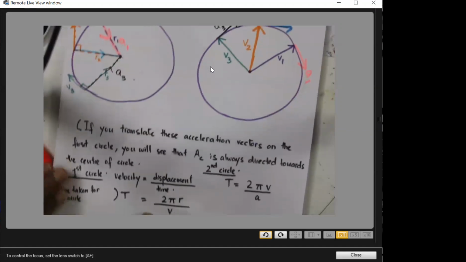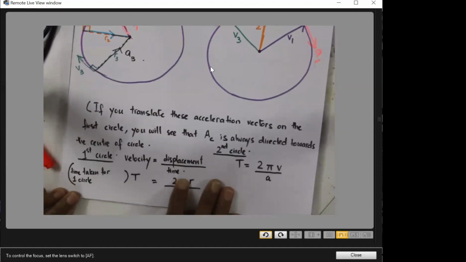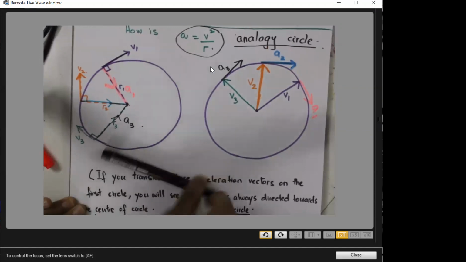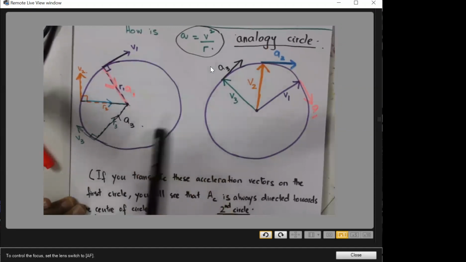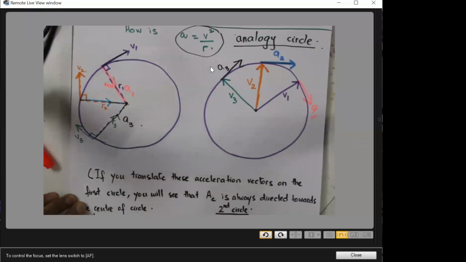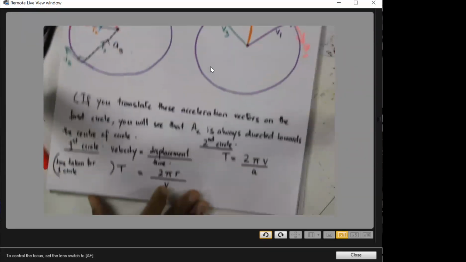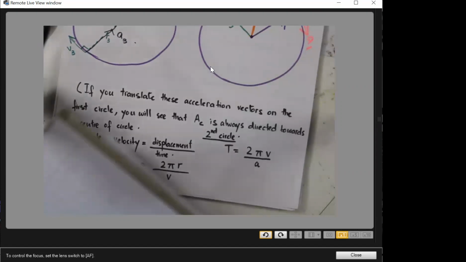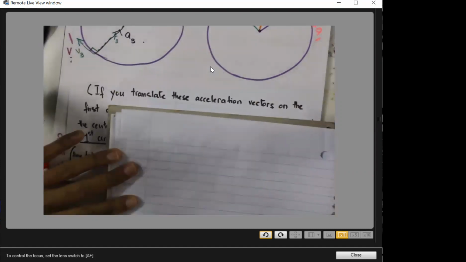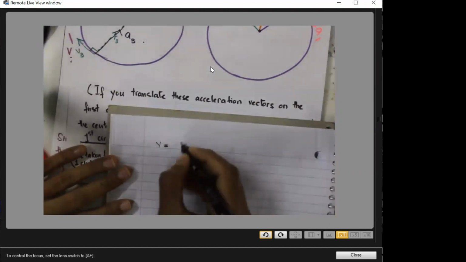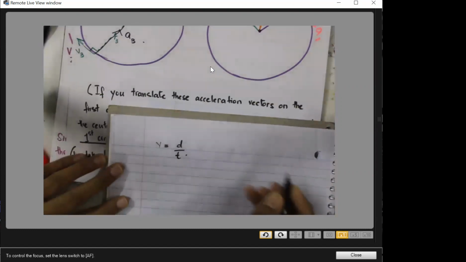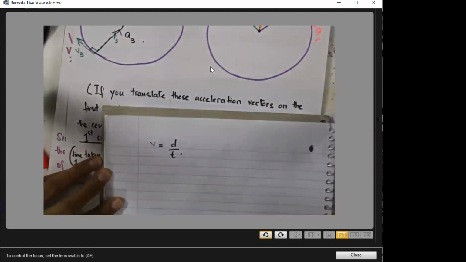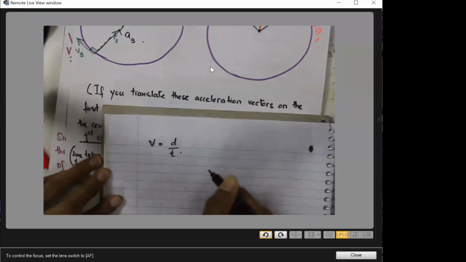Now, how do we find out the time taken for an object to complete one whole circle? We will make use of the formula which Sidra also spoke about, and which Zainab also spoke about: velocity is distance divided by time. Distance or displacement. Displacement divided by time.